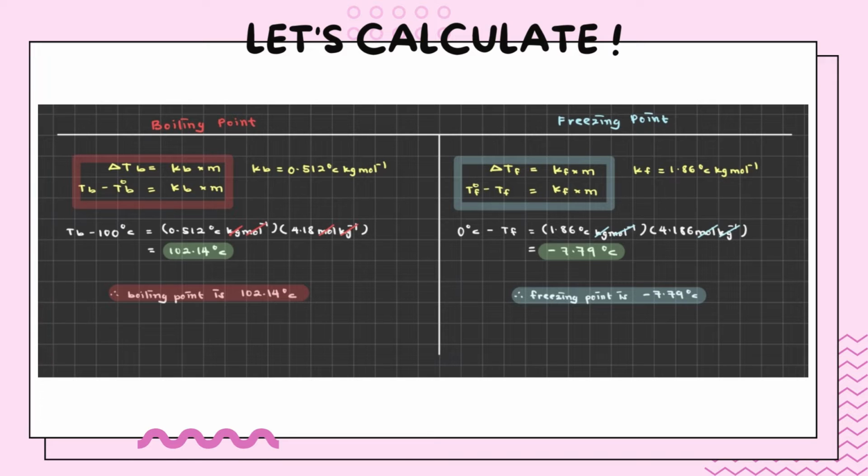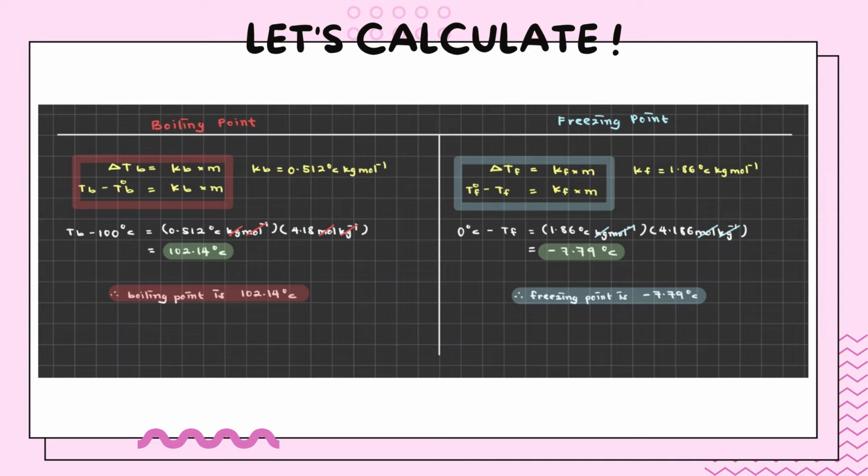So the general formula of boiling point is delta TB equals KB times molality. KB is equal to 0.512 degrees Celsius kg per mole, and T naught B is 100 degrees Celsius. So we can just plug in all the data that we have, and we will get the answer of boiling point, which is 102.14 degrees Celsius.